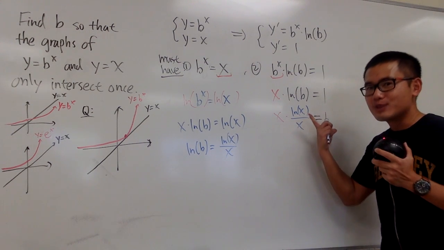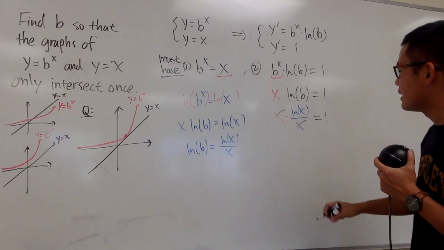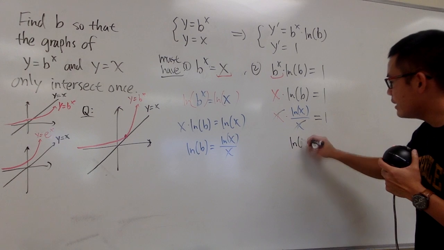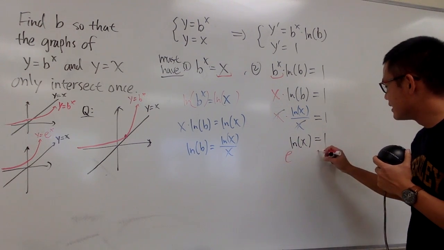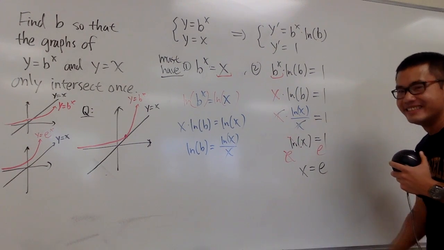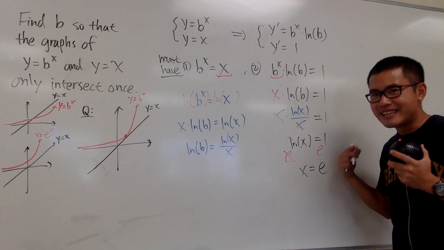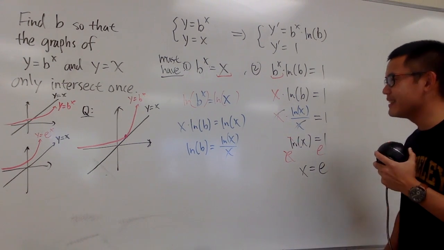Now, I have just one equation with one unknown, and you see it's pretty nice because the x and x will be cancelled, and we have ln x is equal to 1. And now you can just do e to this, e to that. So in other words, x is equal to e. Wow, this is how special e is. It happens pretty much a lot of places, right?